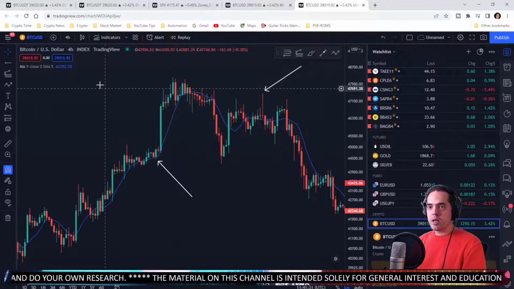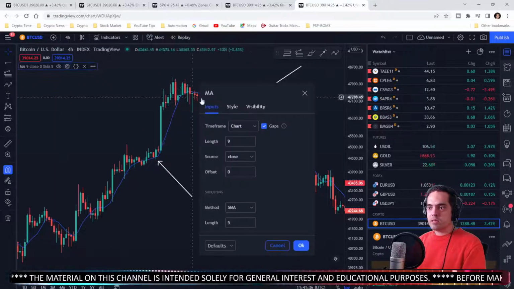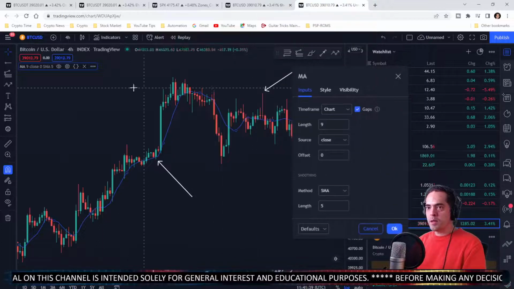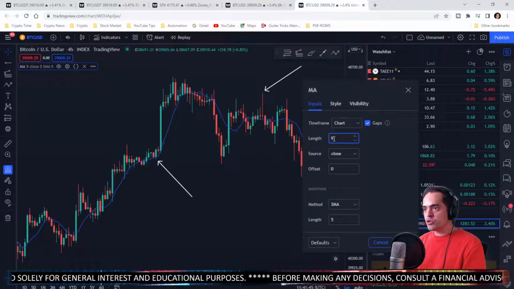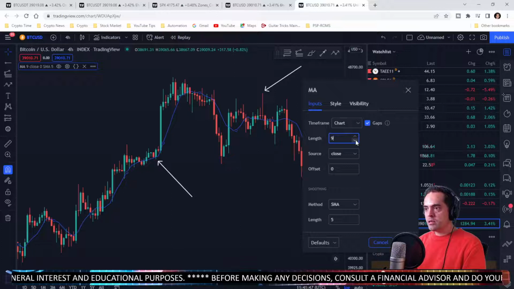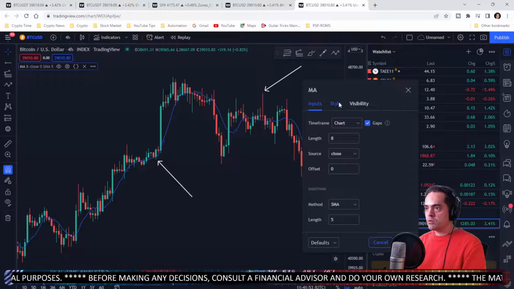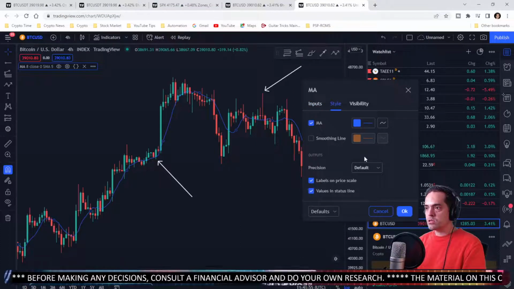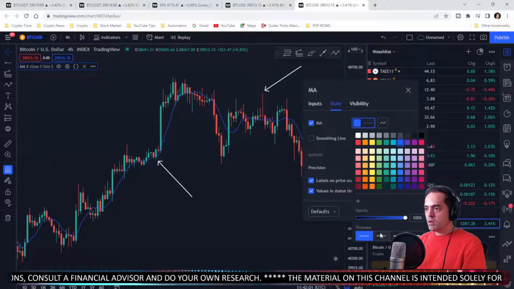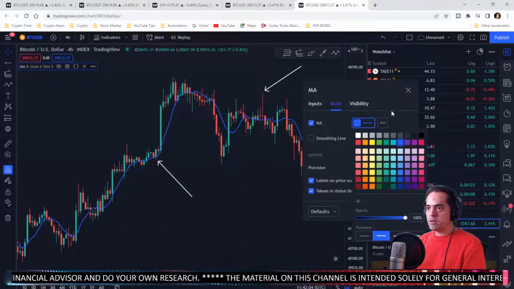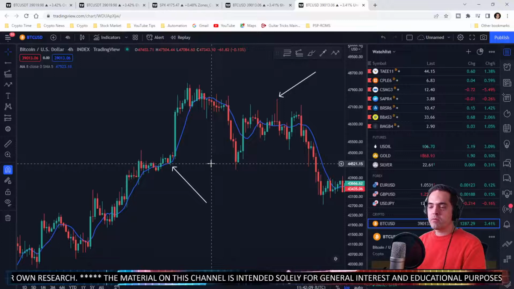So here we have this blue line, I'm just going to change it. I want you to change the default settings. So open up the properties, and now you just need to change the length from 9 to 8. Okay, that's what you need to do. And then let's change the style and make maybe a thicker line. Okay, let's keep blue for the example. You can play around with that.